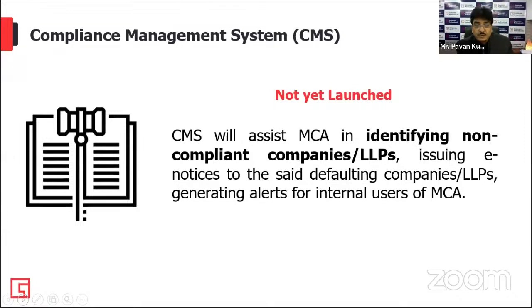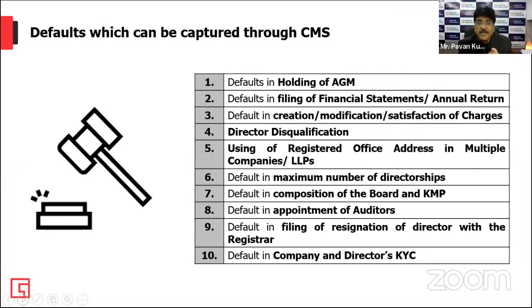Now there are so many types of non-compliance. Next slide. Non-compliance can be like this: defaults in holding AGM, defaults in filing financial statements, restatement, creation, modification, director disqualification, using a registered office address in multiple companies, maximum number of directorships. They have provided that you can become a director in 10 companies, but you are in more than 10 listed companies. So the system can see this. Composition of board and KMP: if it is not matching, the woman director is not there, or directors, it is not matching. Appointment of auditor: there is also some violation. The Chartered Accountants institute has disqualified the auditor, and you are appointing a peer-reviewed auditor. So all these things can be captured.